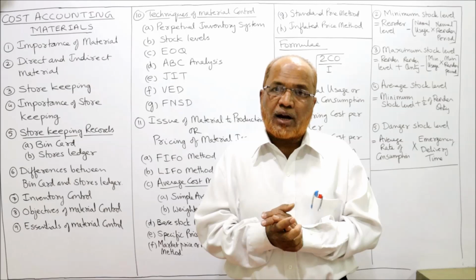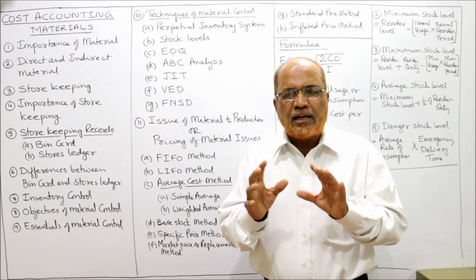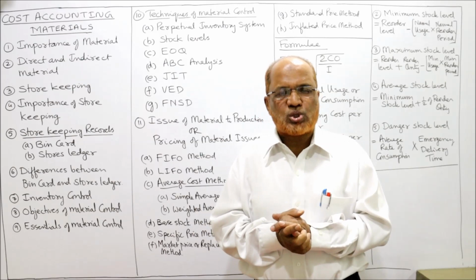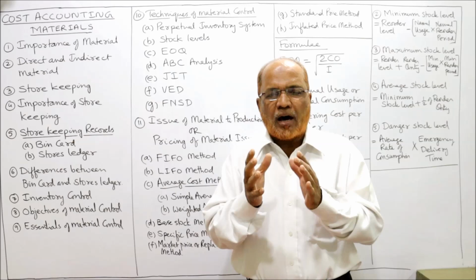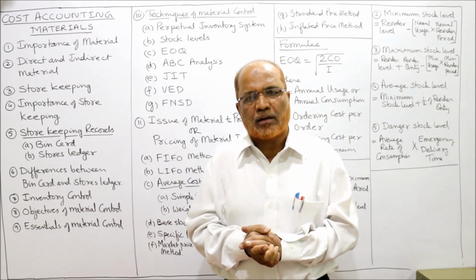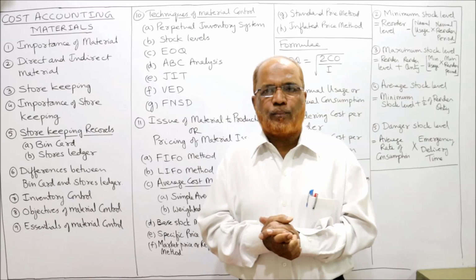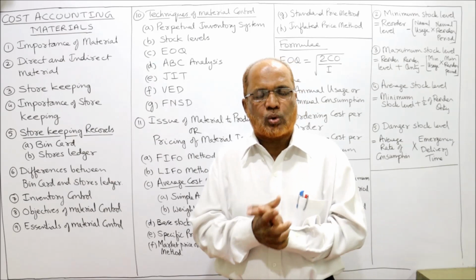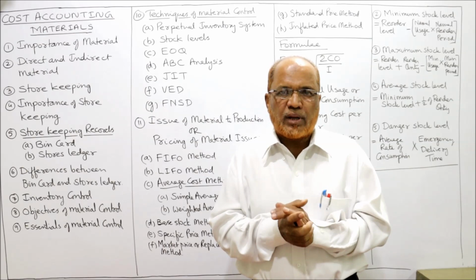Normally there are some interchangeable terms like material, stores, inventory, but these three terms have specific different meanings. Materials are those commodities or substances which are used for converting into finished goods. For making the finished goods, the main commodity which is used is called material. Then stores. Stores is a wide term which includes material and also the other tools and sundry supplies. All these will come under stores. And inventory includes not only material but also work in progress and finished goods.